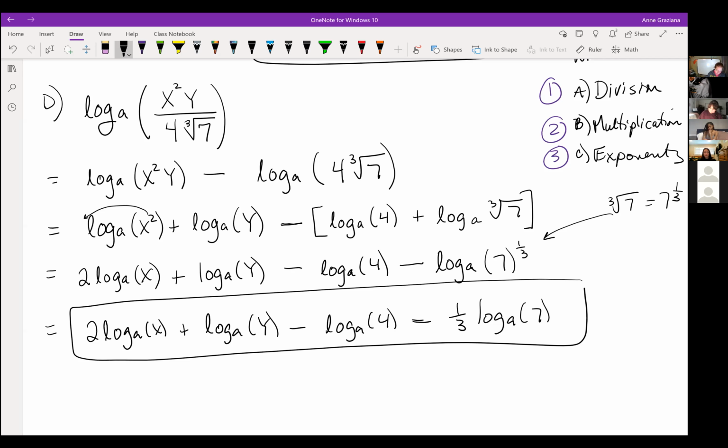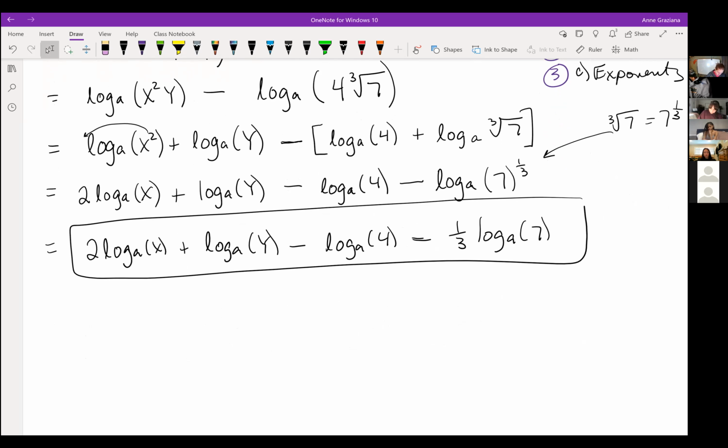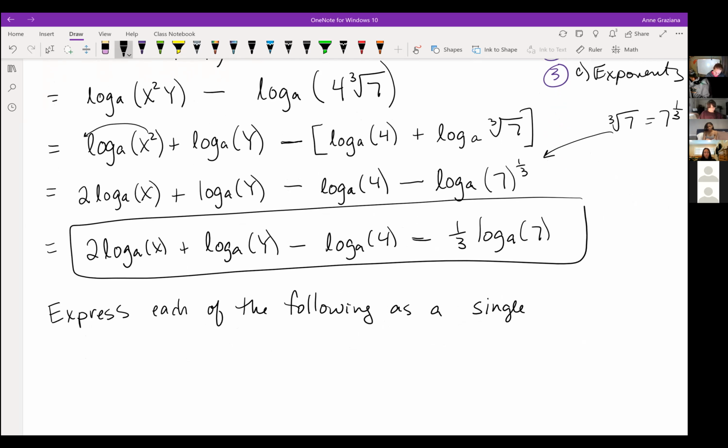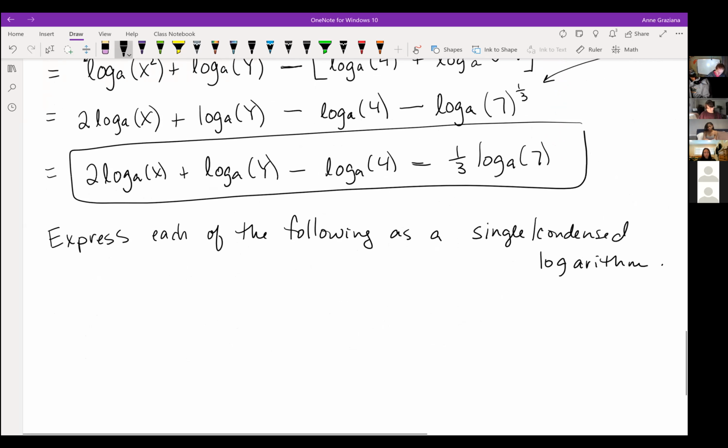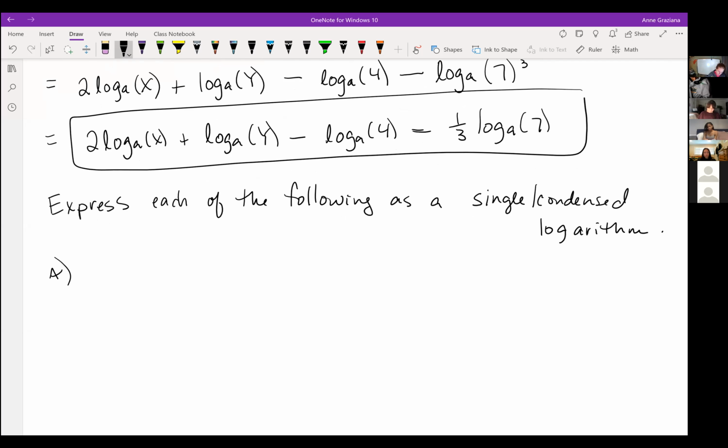All right, so now let's go in the opposite direction. Let's condense. Express each of the following as a single, I'm going to put condensed because I like that word, logarithm. So let's start here.